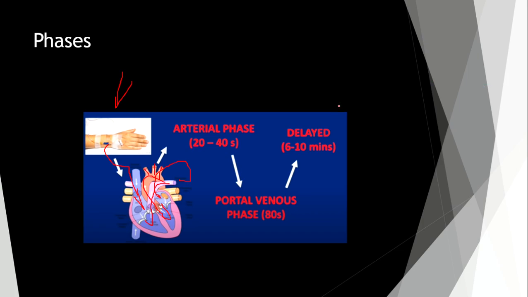And if we want to image our arteries, we must wait from 20 to 40 seconds. If we want to see portal venous phase, we must wait approximately 18 seconds. And we can use delayed imaging for different purposes.